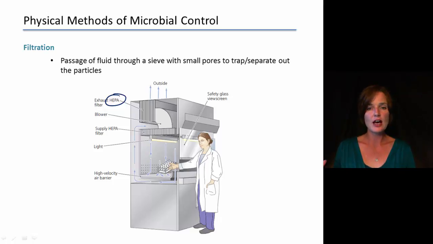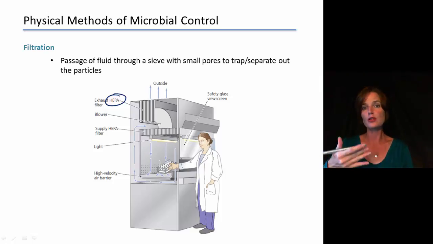Sometimes we actually have a door that's pulled down in front as well to keep you away from the samples even more. Okay, so that's the laminar flow hood. Again, it's using filtration, very small holes and some type of filter, and then we're forcing the sample through that filter.